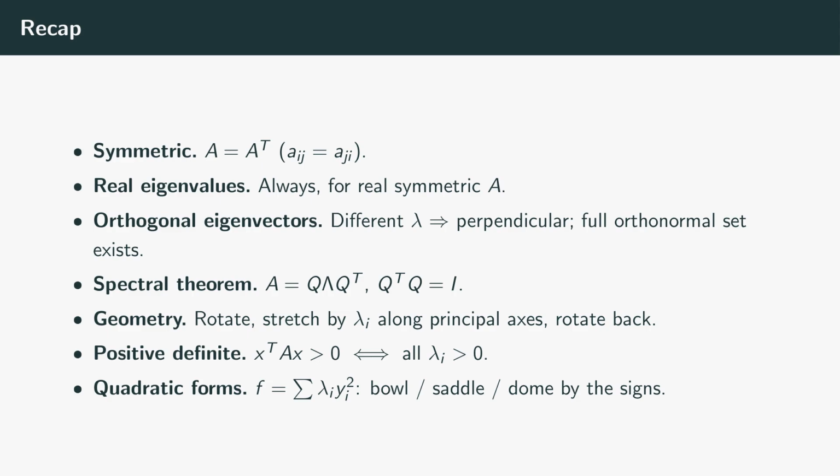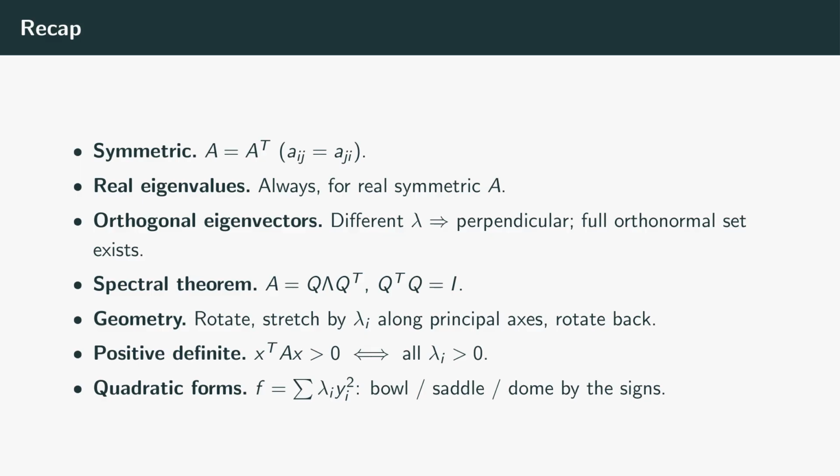Let's recap. A symmetric matrix equals its own transpose, mirror symmetric across the diagonal. For such a matrix, three things hold together. All its eigenvalues are real. Eigenvectors for different eigenvalues are perpendicular, and a full orthonormal set of eigenvectors always exists. That gives the spectral theorem, A equals Q times lambda times Q transpose, where Q is orthogonal. Its transpose is its inverse, and lambda is the diagonal of eigenvalues.